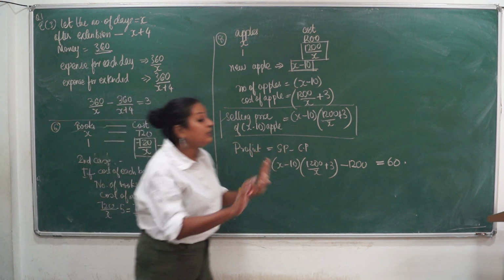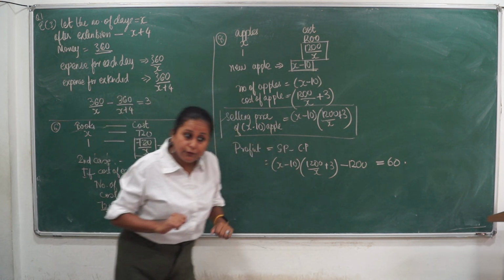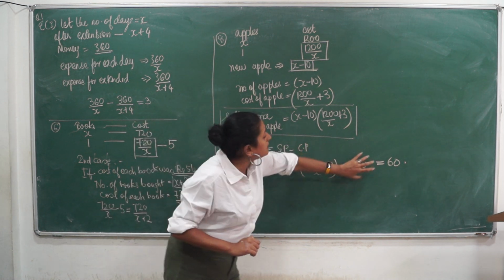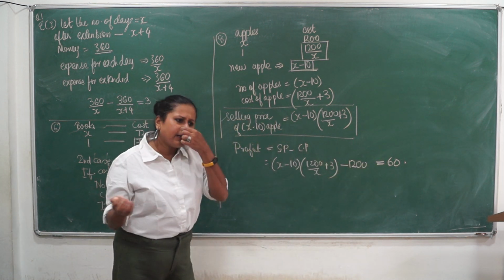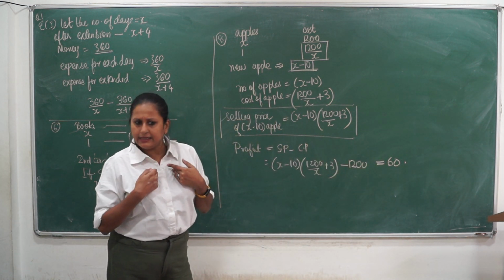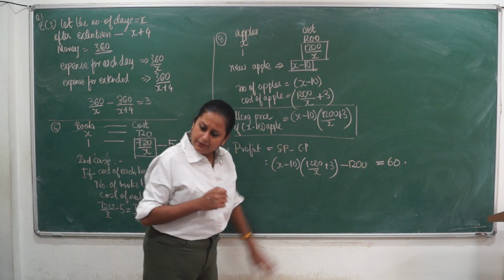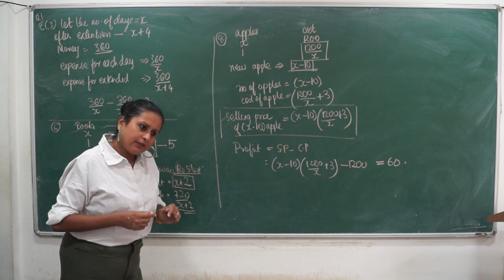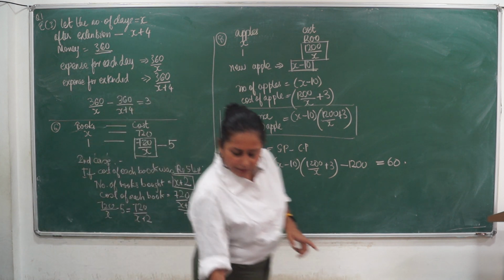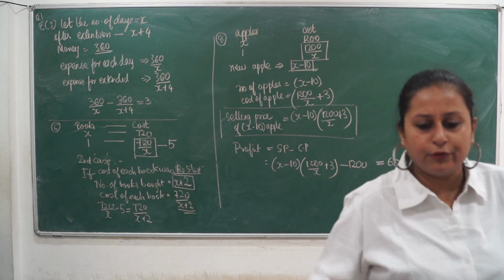But what did they say? He made a profit of rupees 60. So selling price minus cost price is rupees 60. Obviously, profit क्या होता है? जितने में मैंने बेचा माइनस जितने में मैंने खरीदा. Can you frame this equation? Equation is ready. Can you solve this? Come on. Write it down, solve the equation, tell me the answers and then I'll give you a few sums to solve.